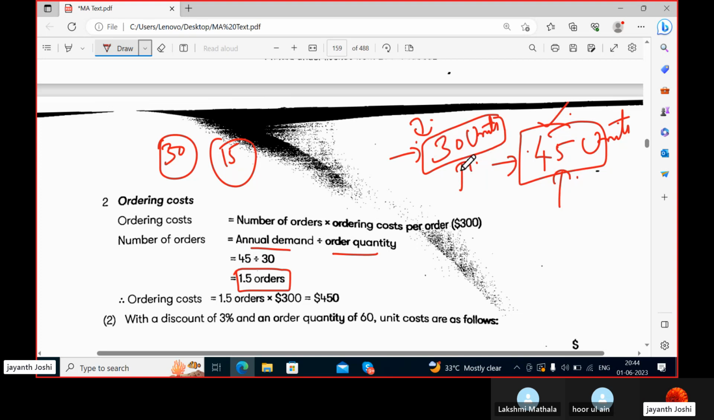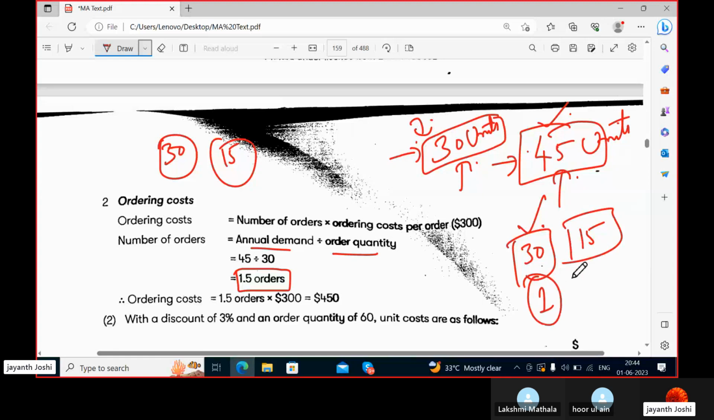Okay, that means to fulfill this annual demand, and if you want to maintain the inventory at this level always, you will maintain your inventory. Once you sell all this inventory, again you have to make an order. And how many units you have to order? 15 units. So that way, what is happening here? Total one order, here half order. So can I say 1.5 orders?